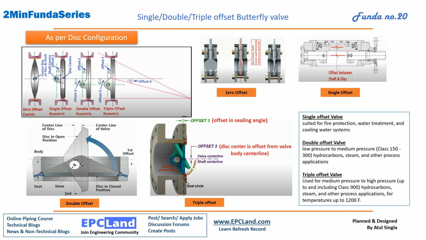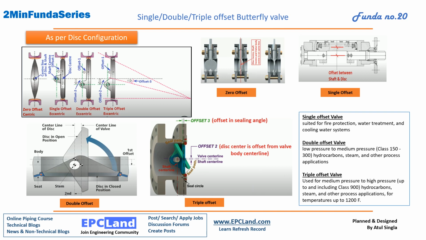so this is one offset only, so we call it single offset. Now in double offset, if you see, this is the center line. From this center line we have one offset here and one offset here, so this is double offset. In triple offset, these two offsets are already there. Again we have a third offset, which is with the sealing arrangement, the seating arrangement. In the next slide we'll discuss in detail how this is done.